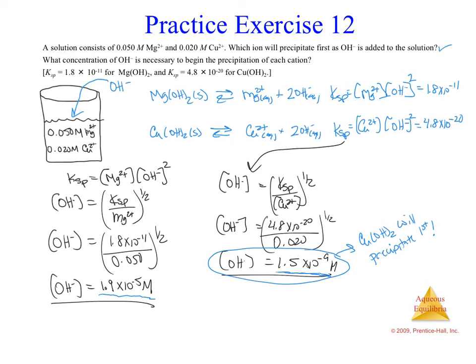I know that's going to be my copper. And what concentration of hydroxide is necessary to begin precipitation for each cation? Again, 1.9 times 10 to the negative fifth molarity will cause the magnesium to precipitate. 1.5 times 10 to the negative ninth molarity will cause the copper to precipitate.